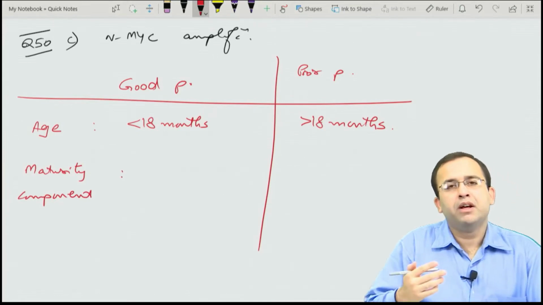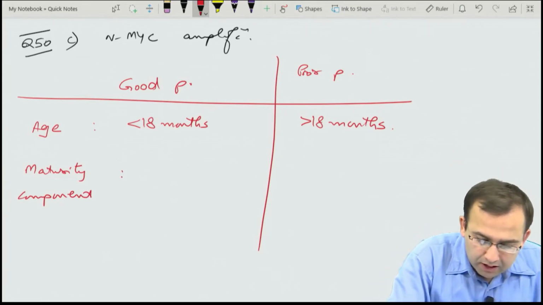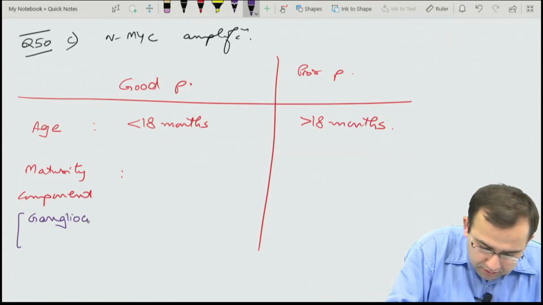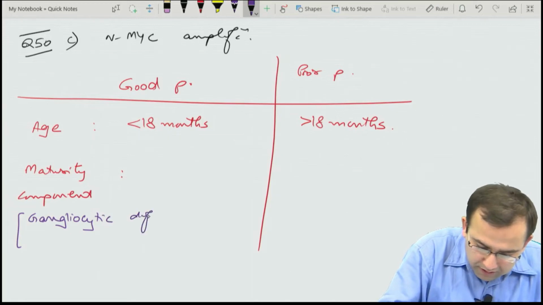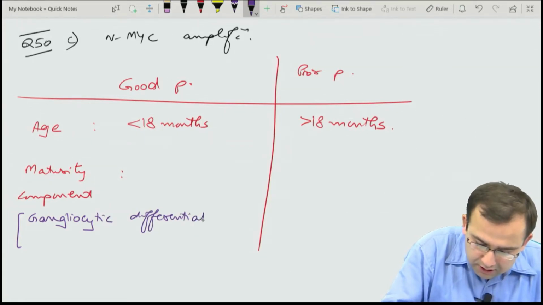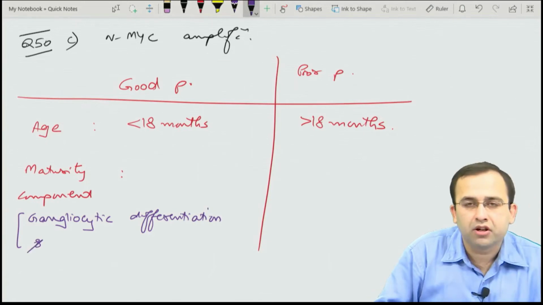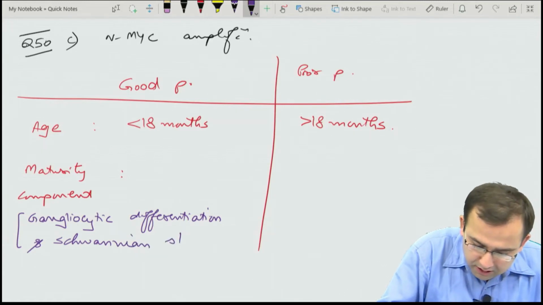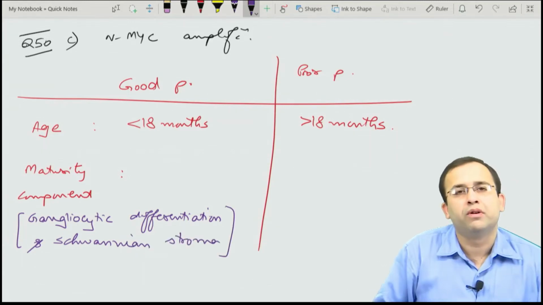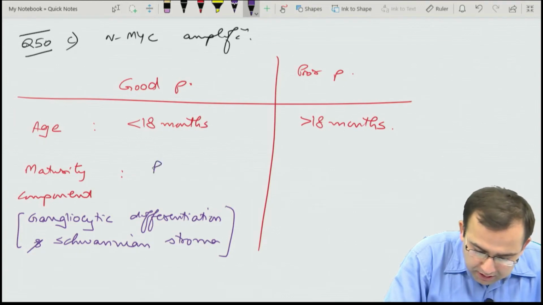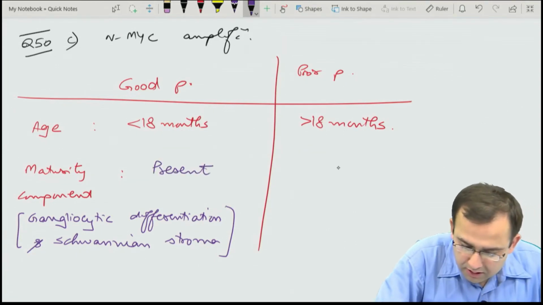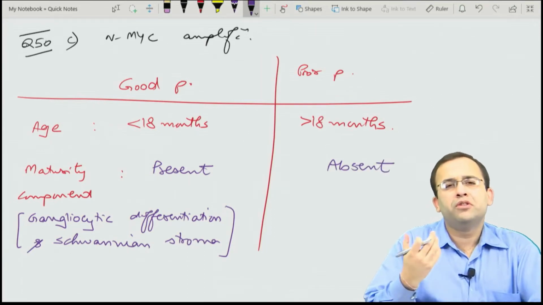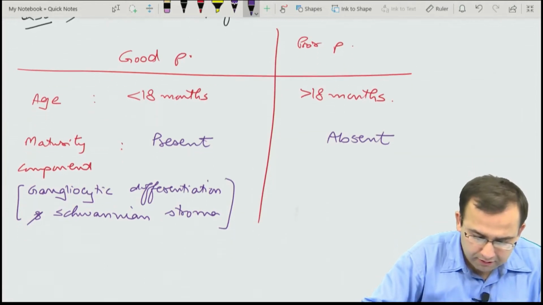What do we mean by maturity component microscopically? It is the presence of gangliocytic differentiation and Schwannian stroma. If it is present, it is good prognosis versus absent, which is poor prognosis. The more mature the tumor, the better the prognosis.